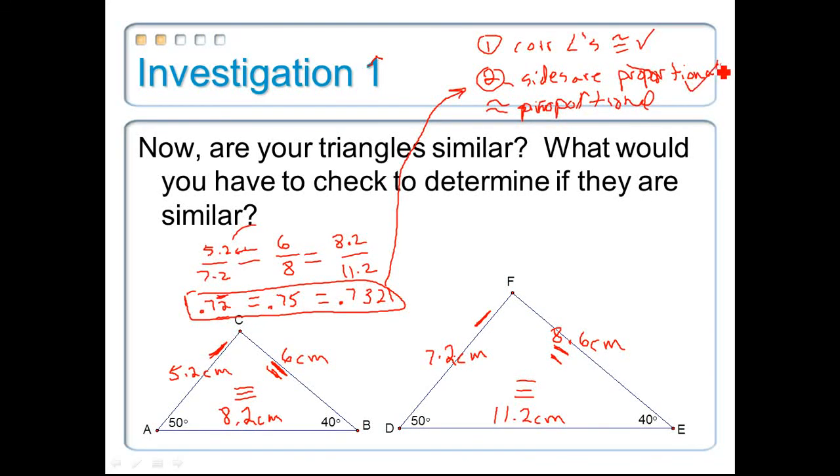So I'm going to just put a check mark there, and I've met the criteria. I've got congruent angles, and I've got proportional sides. So these are similar. So that should come up with the next shortcut. If you have triangles, and you know two corresponding sets of angles are congruent, then that's enough information to say that the triangles are similar. And you'll see that on the next slide. I hope this made sense.